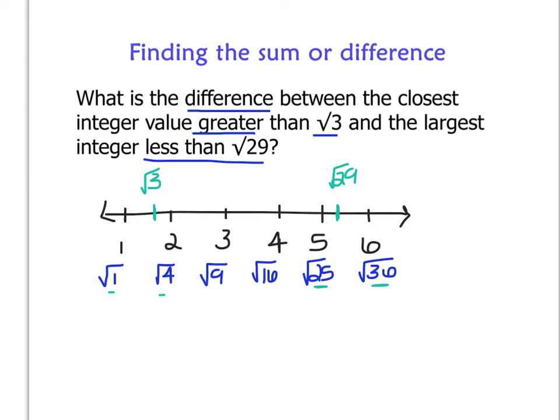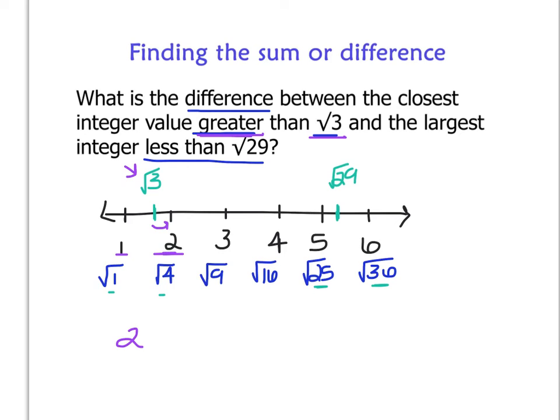The closest integer value greater than the square root of 3. Okay. Well, here's the square root of 3. It's in between the integers 1 and 2. Well, which one is greater than the square root of 3? 2. My integer 2 is just a little bit bigger than the square root of 3.